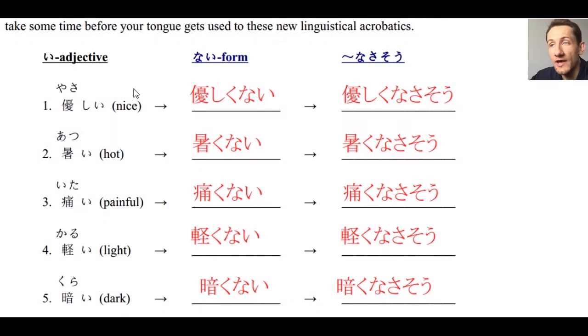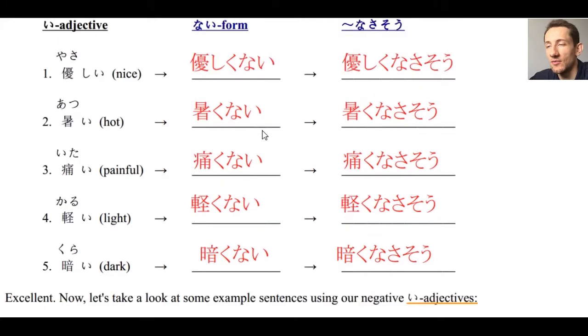All right, so number one, we have yasashii. So we get yasashiku nai, yasashiku nasa sou. Number two, atsui, atsuku nai, atsuku nasa sou. Does not seem hot. Number three, itai, itaku nai, itaku nasa sou. Number four, karui, karuku nai, karuku nasa sou. And the last one, number five, kurai, kuraku nai, kuraku nasa sou. So hopefully you're able to answer those without any problems.